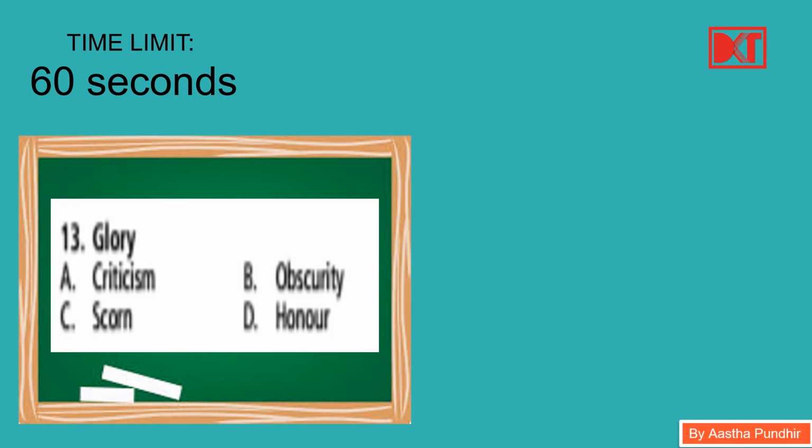Okay, so the next word is glory. The options are A, criticism, B, obscurity, C, scorn, or D, honor. Here the correct word, the synonym, is honor. Glory and honor usually refer to something respectful, like when we say we have an honorable judge amongst us. We respect them. So that's honor, respect. Glory is again the same thing.